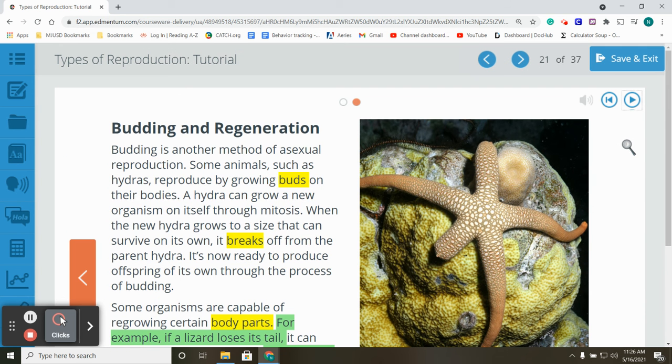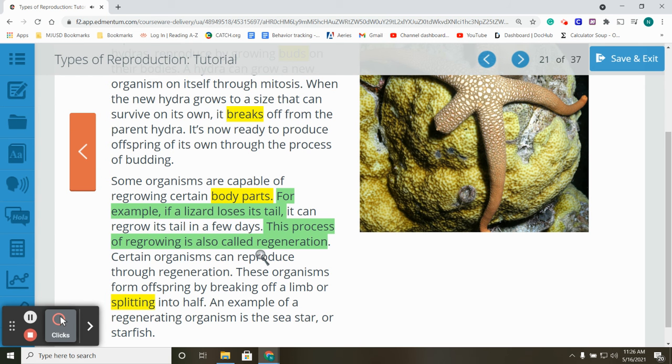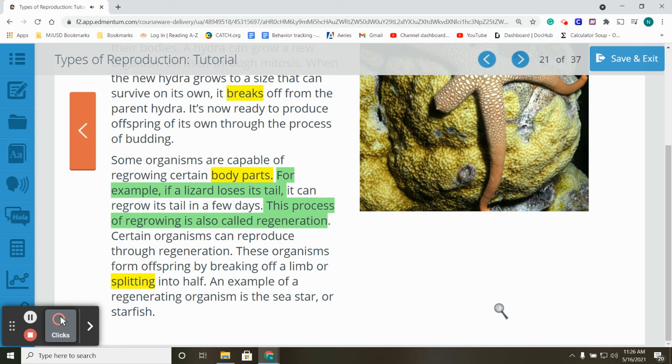Some organisms are capable of regrowing certain body parts. This process of regrowing is also called regeneration. Certain organisms can reproduce through regeneration. These organisms form offspring by breaking off a limb or splitting into half. An example of a regenerating organism is the sea star, or starfish.